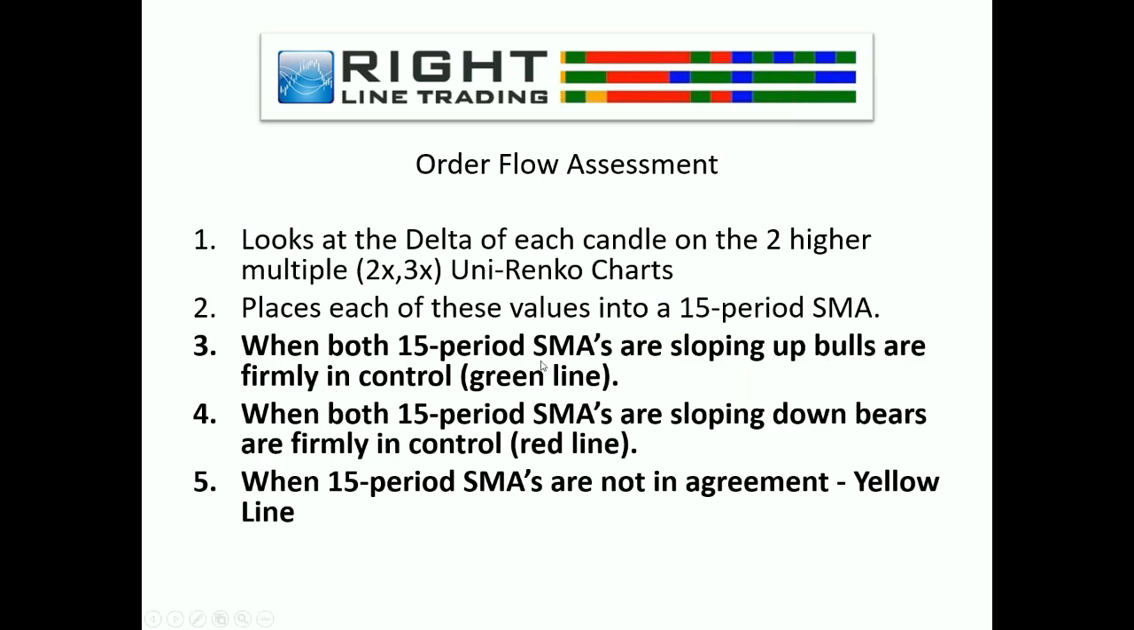Now, when both lines are sloping up, the bulls are in control, and the order flow line will be green. When both 15-period SMAs are sloping down, the bears are firmly in control, and both SMAs are red. And when the 15-period SMAs are not in agreement, they're yellow.